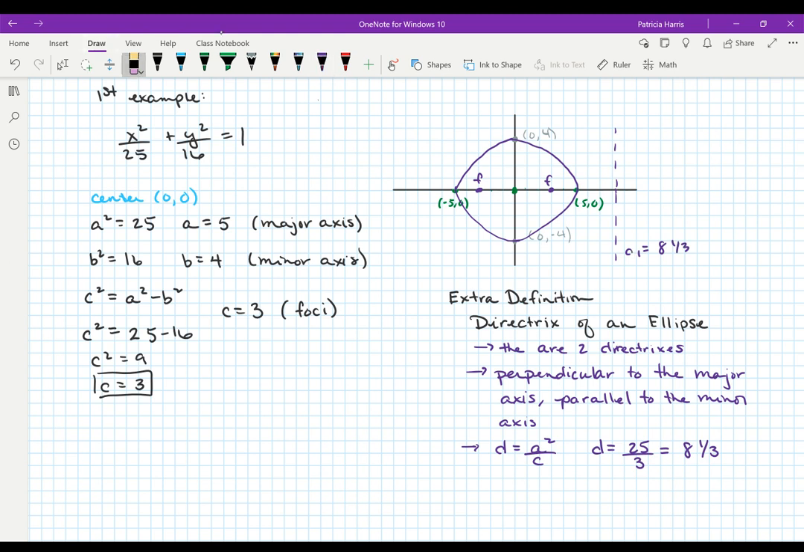So that's going to be your first directrix. It should say x equals. Okay, and then we're going to go back to center. We're going to do the same thing. And that's going to be your second directrix, just like that. So that is your very first ellipse centered at the origin.